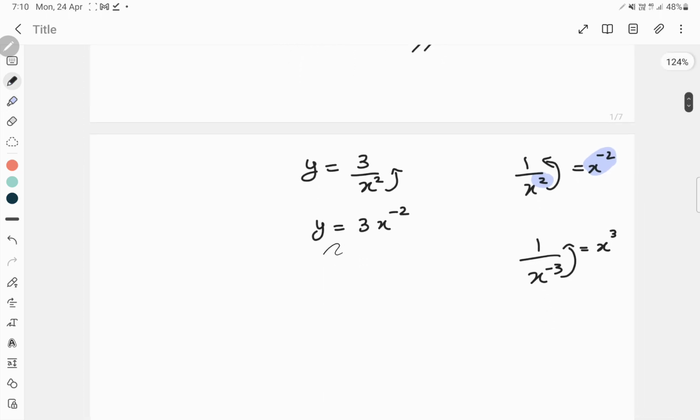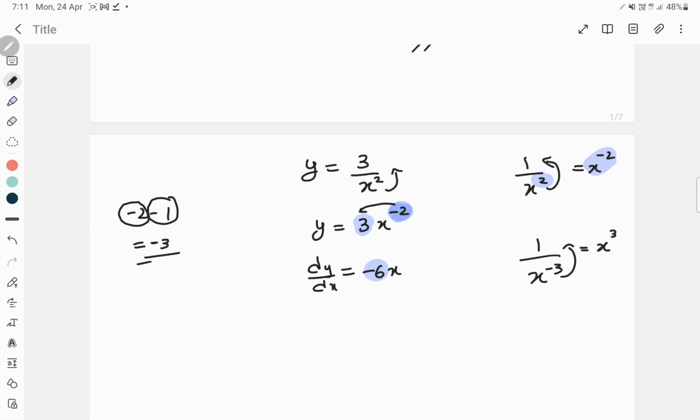Alright, now we can differentiate it in terms of x. So dy over dx is equal to this into this, minus 6x, and minus 2 minus 1 from the power. You first multiply the front number by the power, I got minus 6. Then from the power you subtract 1. So what's minus 2 minus 1? That's going to be negative 3. So you owe someone minus 2 rupees, you again owe him 1 rupee, so it's going to be minus 3. Alright, minus 3.